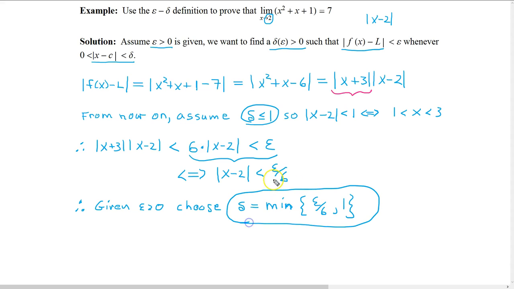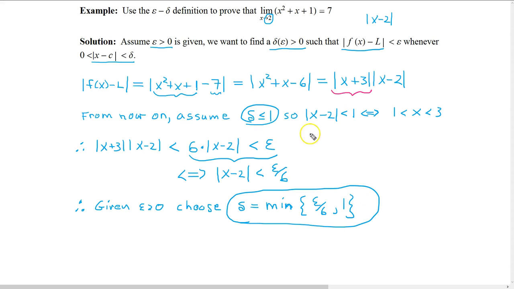So we've found that given any epsilon greater than 0, if we choose delta to be this quantity, then as long as |x - 2| is less than epsilon over 6, that will imply that |x + 3| times |x - 2| would be less than epsilon. And that implies that |f(x) - L| is less than epsilon.